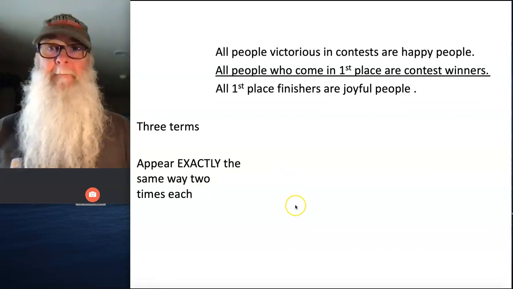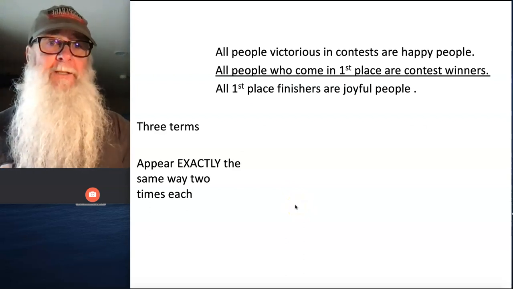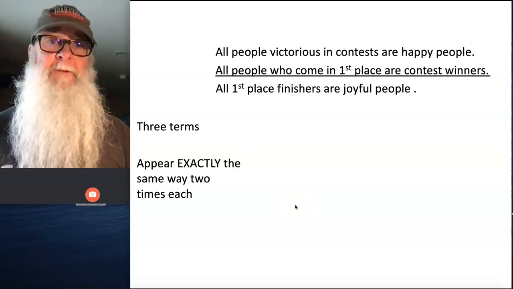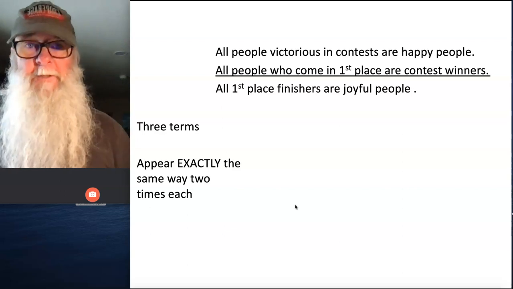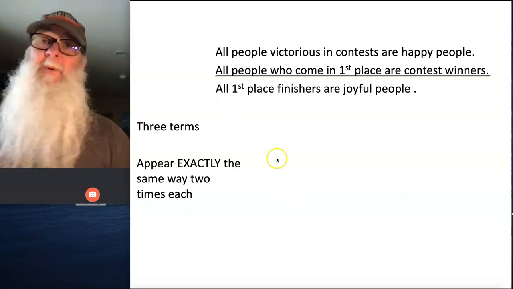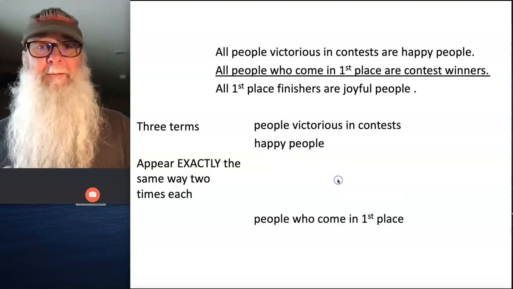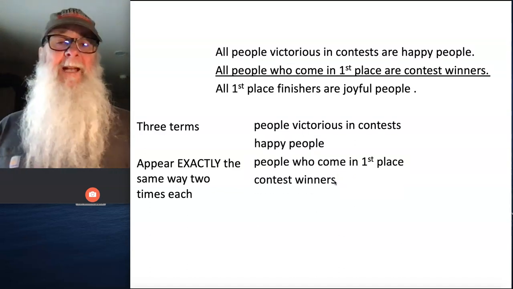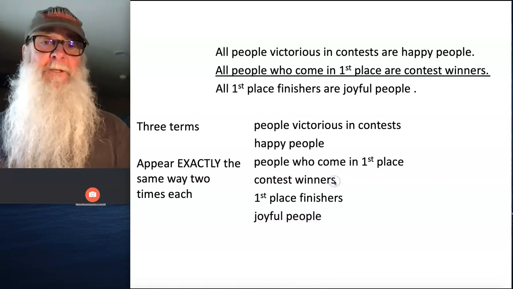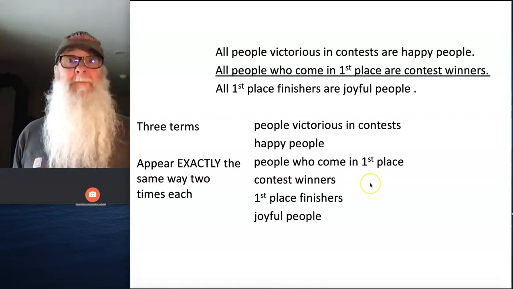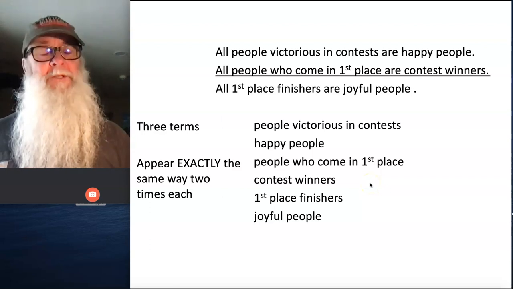3 terms. So for example, all people victorious in contests are happy people. All people who come in first place are contest winners. Therefore, all first place finishers are joyful people. We got a lot of terms here. We've got people victorious in contests. We've got happy people and people who come in first place and contest winners and first place finishers and joyful people. This is too many terms. Okay, so we've got to reduce the number of terms.